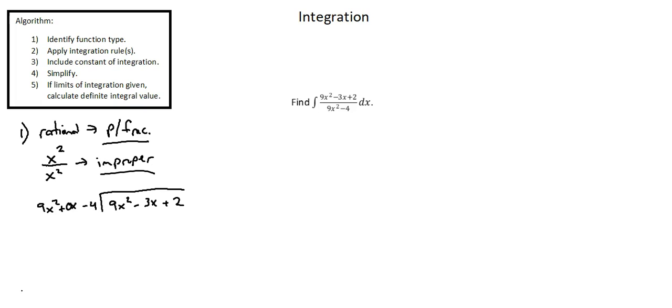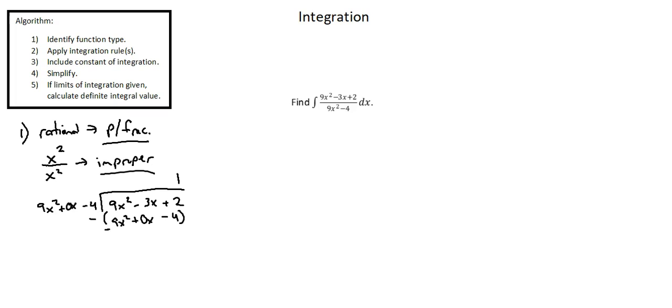Looking at the first term of the dividend and the first term of the divisor, they're both 9x squared. Dividing 9x squared by 9x squared results in a quotient of 1. So I'll put a 1, which is x to the power of 0, over the x to the power of 0 term in the dividend. And now multiplying each of the terms in the divisor. 1 times 9x squared is 9x squared. 1 times 0x is 0x. 1 times negative 4 is minus 4.